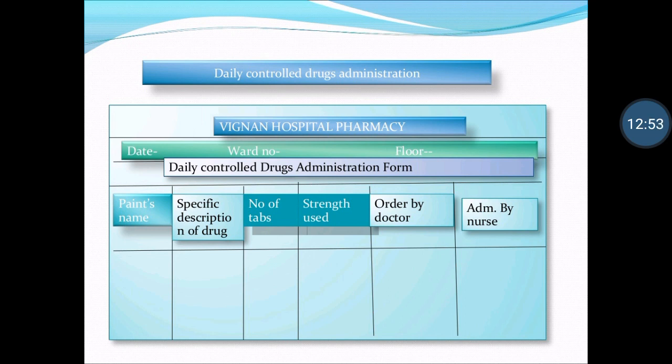Vignan Hospital Pharmacy: date, ward number, floor number, daily control administration form, patient name, specific prescription drug, name of the drug, number of tablets given, strength used, 5 milligram, 10 milligram, ordered by which doctor, administered by which sister. So this is the daily control sheet at the pharmacy. The prescription is different and this sheet is different. Both are different things.